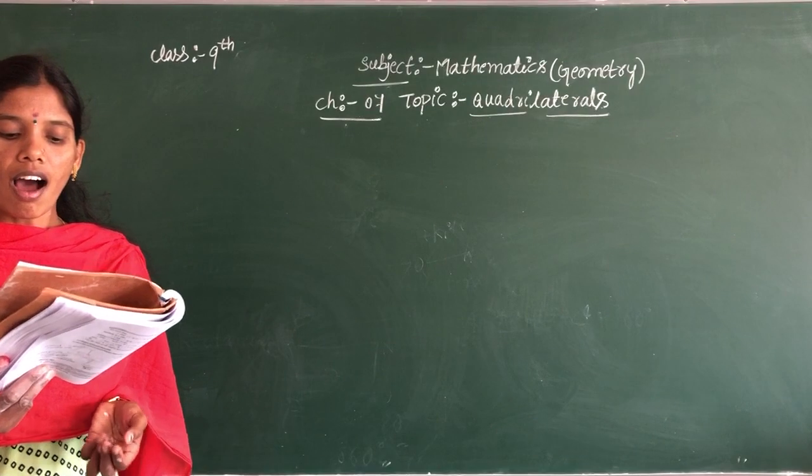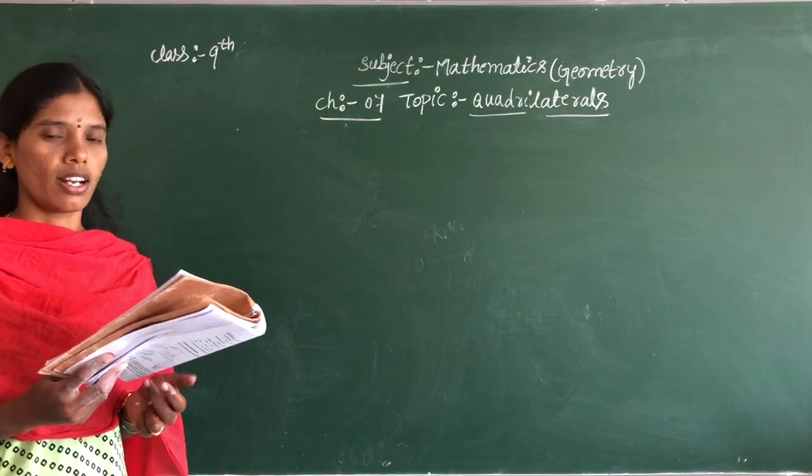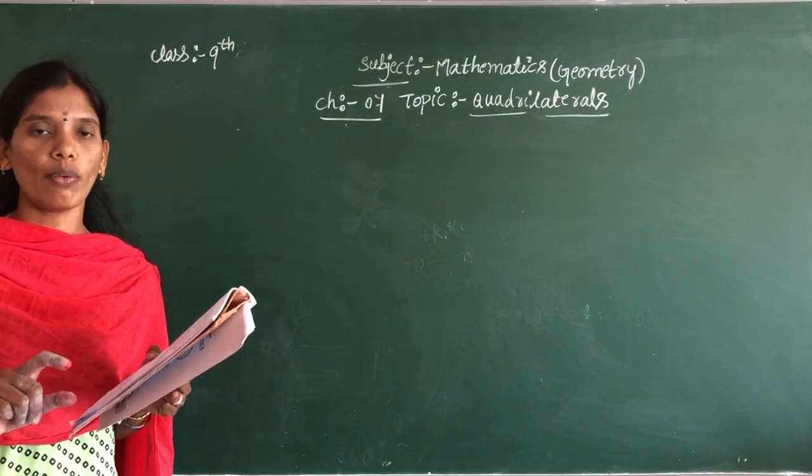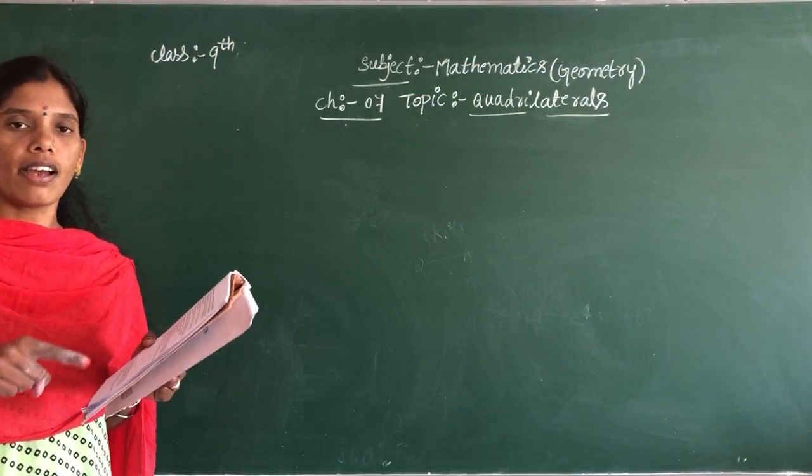A rectangle or rhombus is not a square. Rectangle and rhombus is not a square. Why? Because in a square all the sides are equal.